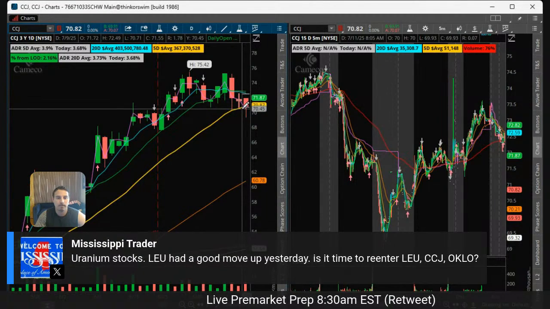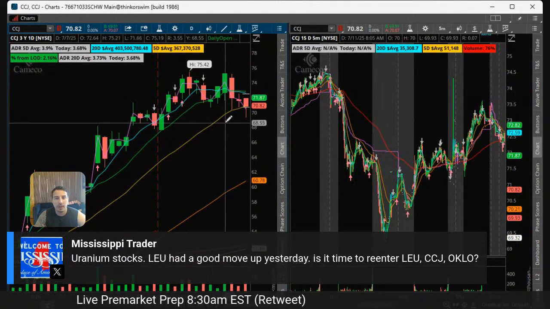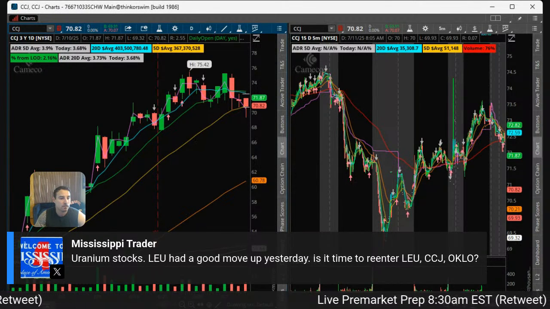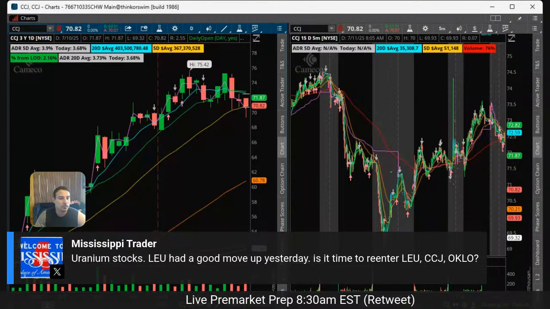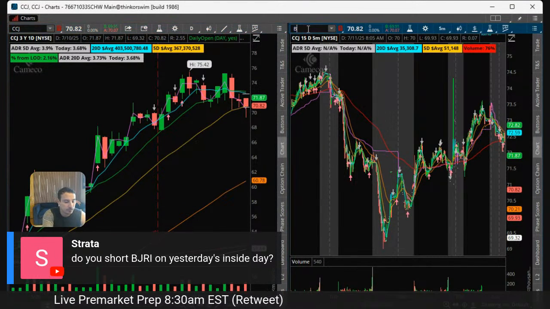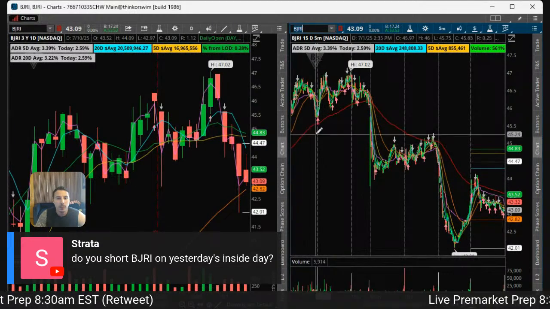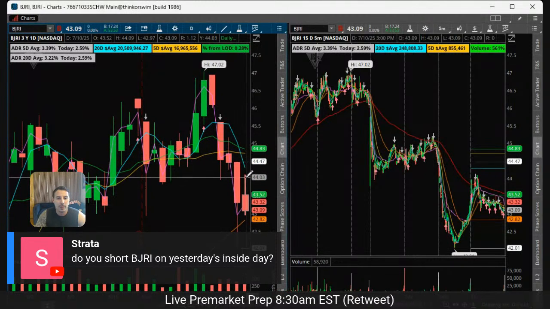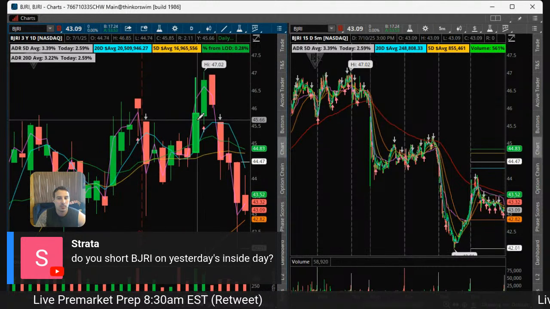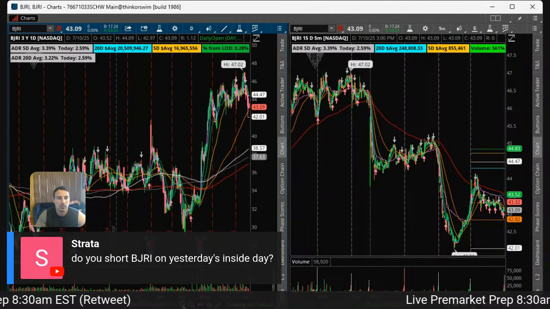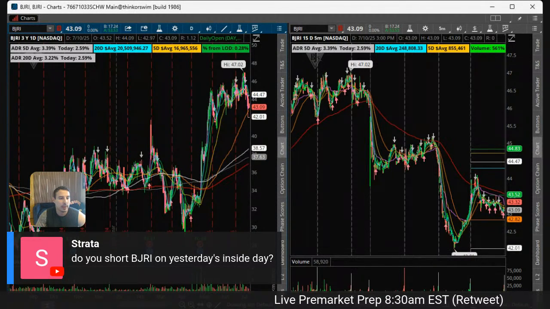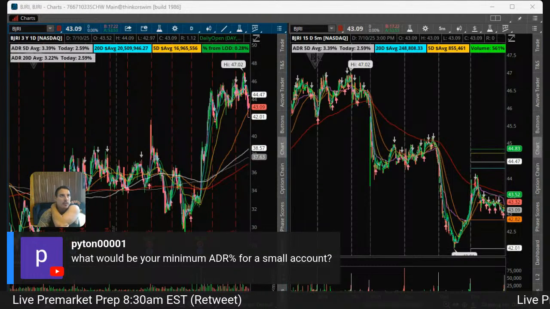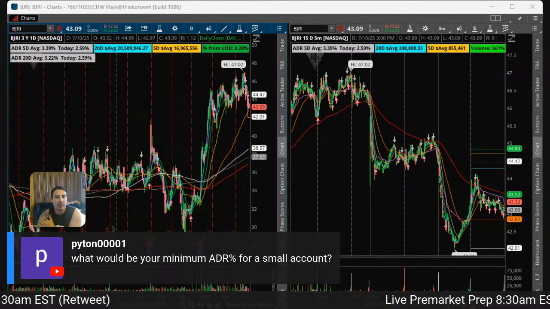Yeah, I don't really see an entry here. You could be looking at a higher low setup, but it has to take out a prior day's high. You could have. I don't know that I would have shorted this here. Don't really like that. What's minimum ADR for a small account? 4% per day. You probably don't want to trade things that trade less than 4% per day.